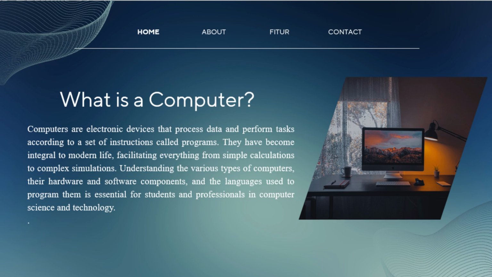Understanding the various types of computers, their hardware, software components, and the language used to program them is essential for students and professionals in computer science and technology.